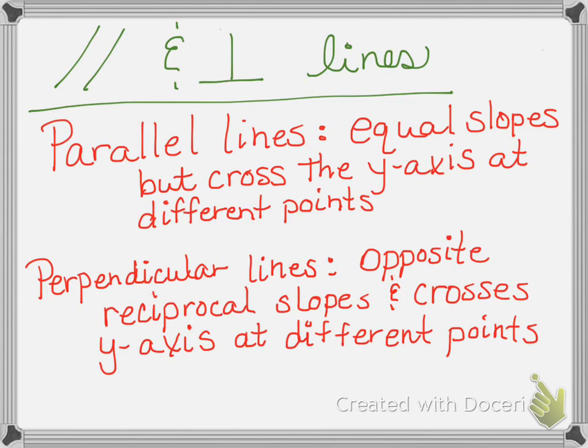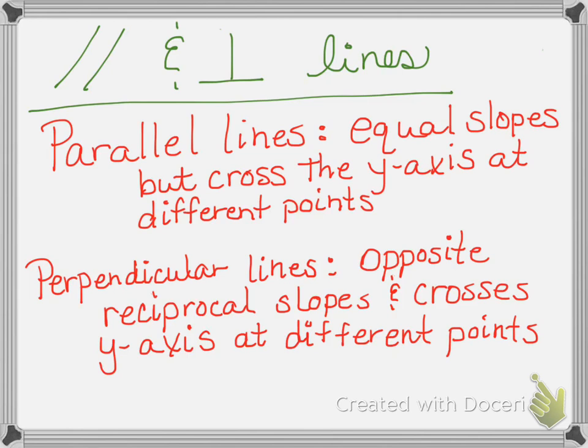So they don't have the same y-intercept. If they had the same slope and the same y-intercept, they'd actually be the same exact line. So parallel lines have different y-intercepts but the same slopes. Where perpendicular lines have opposite reciprocal slopes, and they cross the y-axis at different points.